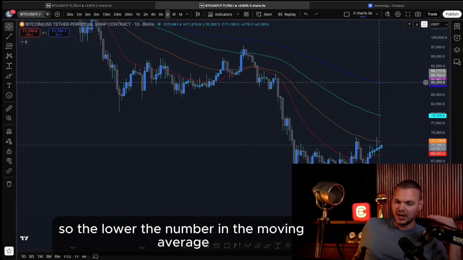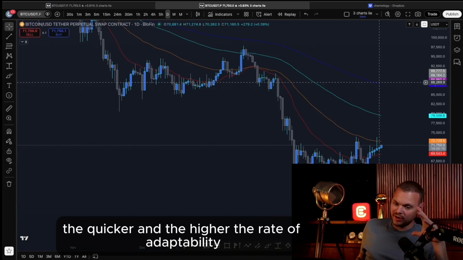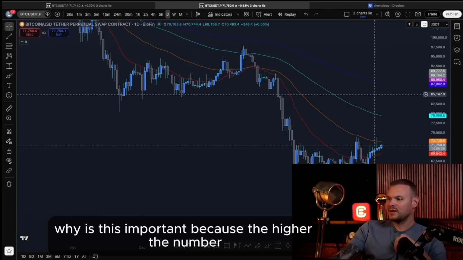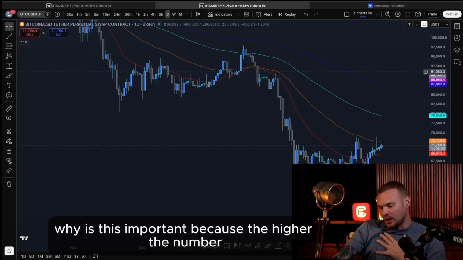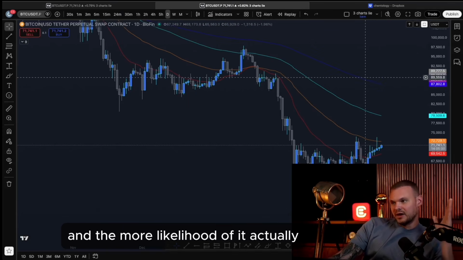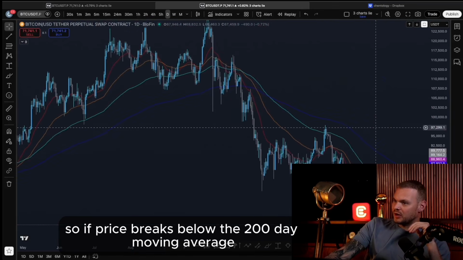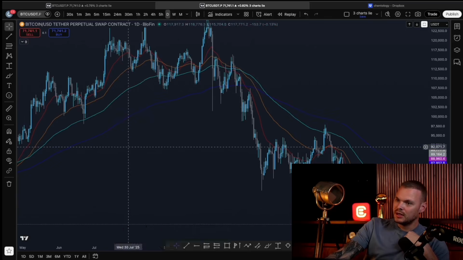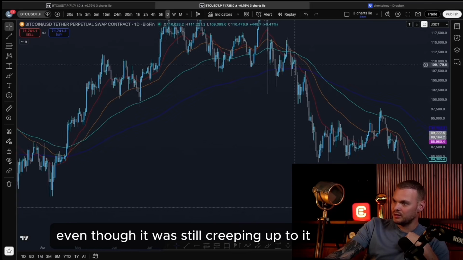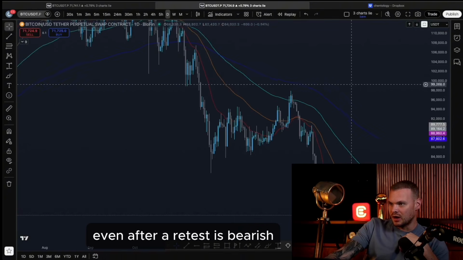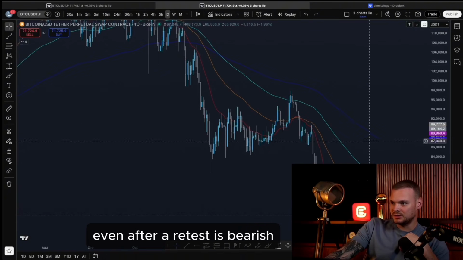So the lower the number in the moving average, the quicker and the higher the rate of adaptability, and the quicker it will reach the price again. Why is this important? Because the higher the number, the more likelihood of a reaction, and the more likelihood of it actually being the real trend. So if price breaks below the 200-day moving average, as you can see here, even though it was still creeping up to it, well, it's bearish. And the confirmation of it, even after a retest, is bearish.